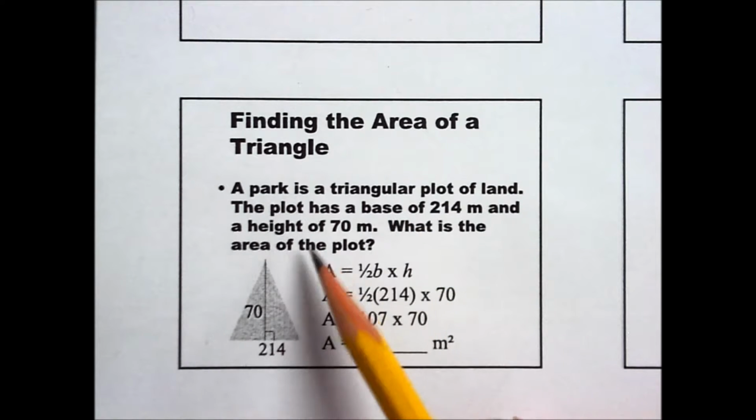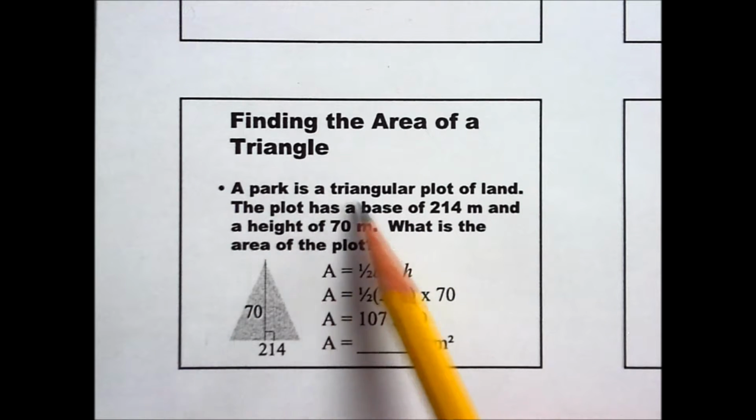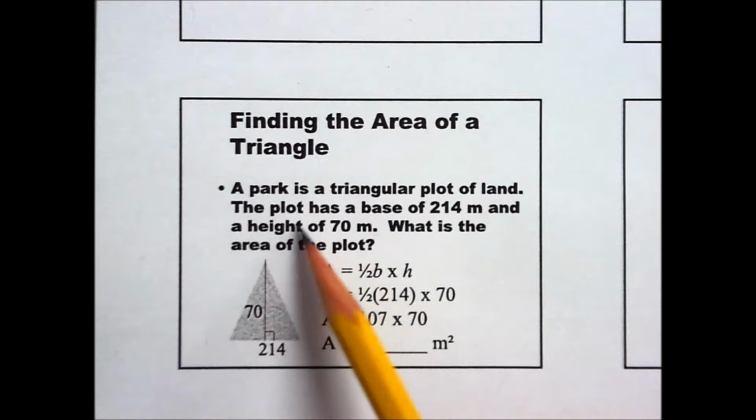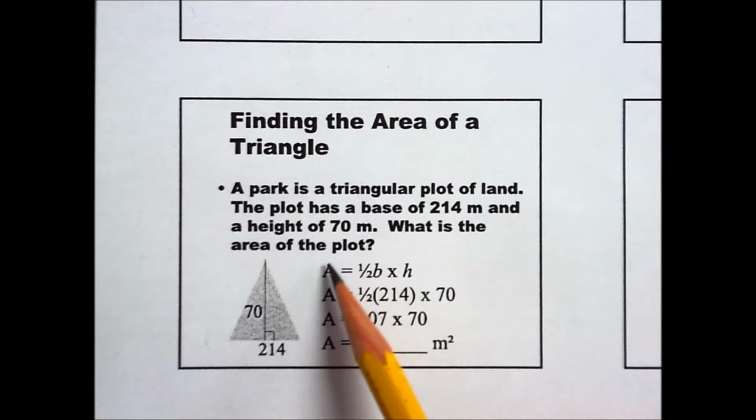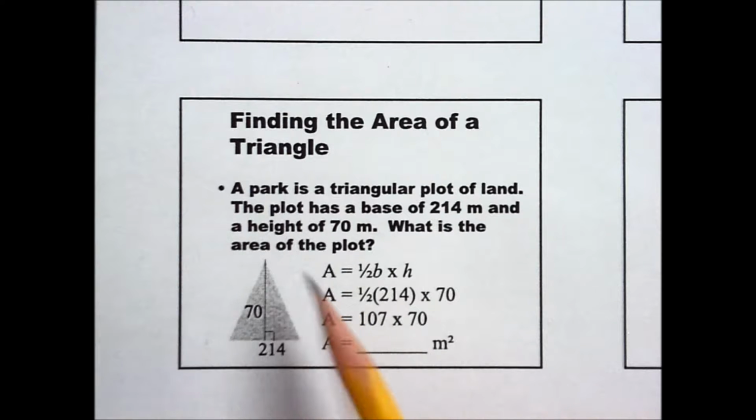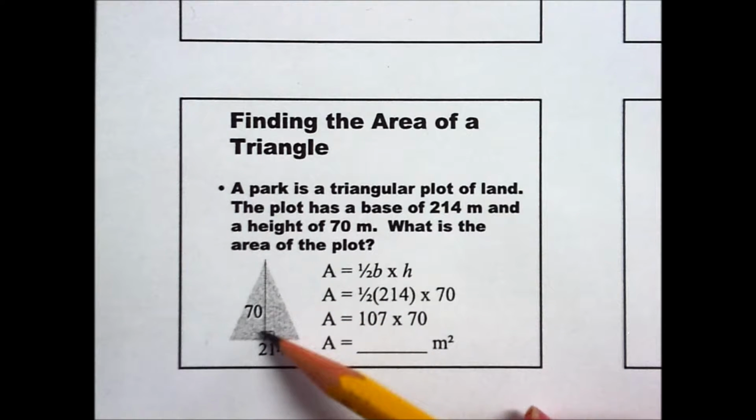So we're going to find the area of a triangle. A park is a triangular plot of land. The plot has a base of 214 meters and the height of 70 meters. What's the area of the plot? So we have our sketch here. We have a triangle with the base of 214 and we have a height of 70.